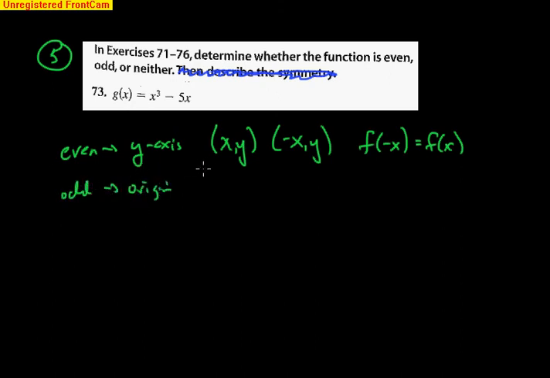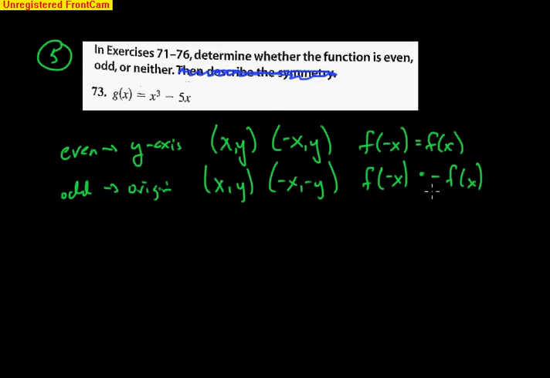Okay? Now odd is origin symmetry. So for origin symmetry, remember the point x, y and negative x, negative y on your graph. So when you plug in negative x into the function, you are looking for negative f of x, or the opposite of the function, to come out, because you want a negative y. Okay? So we're going to plug in negative x into our function and see what happens.